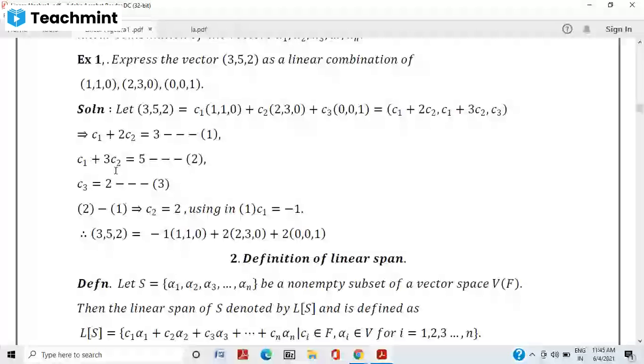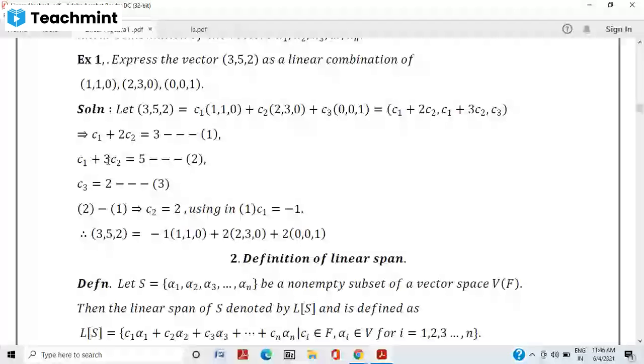C1 and C2, how can we find them? Here, see the coefficients of the first equation and the second equation. Here it is C1, here also C1. Then we can just subtract these two equations: equation 2 minus equation 1. C1, C1 will be cancelled.